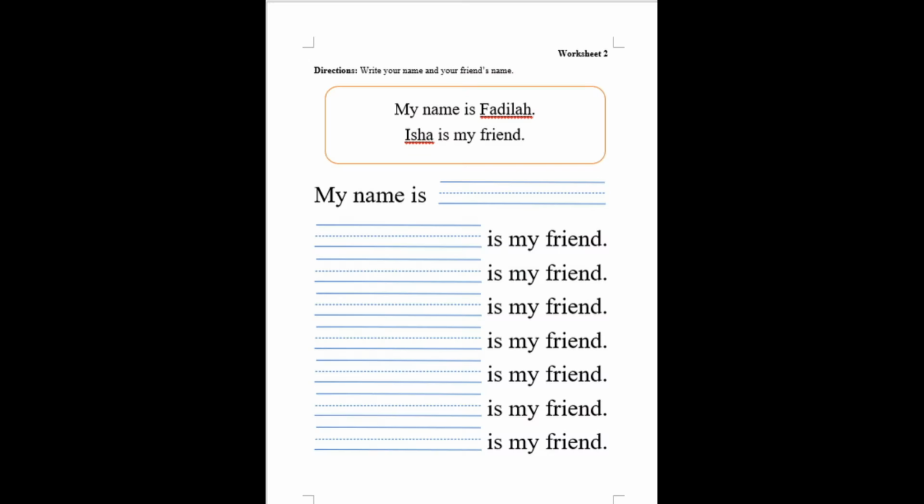And the second time that we met, I asked you to do worksheet 2. Which one is worksheet 2? This one is worksheet 2. In worksheet 2, I asked you to write your name and your friend's name. It can be your classmate or any friends around your house, or if you cannot think of a friend's name, you can just make up a friend's name.